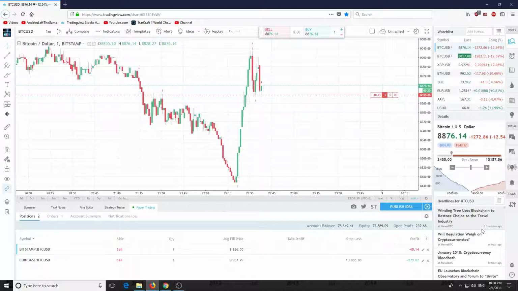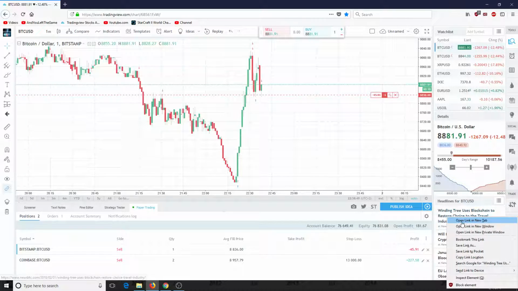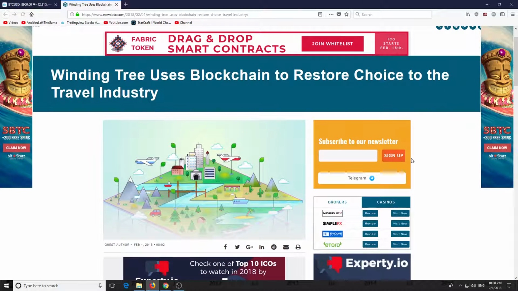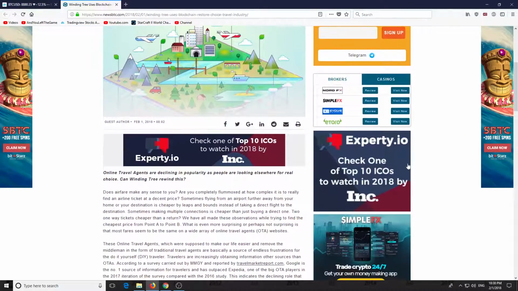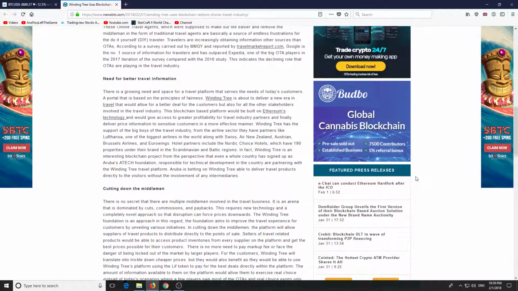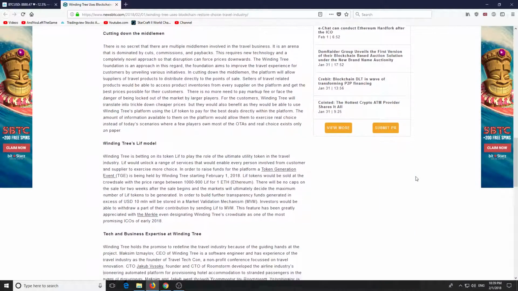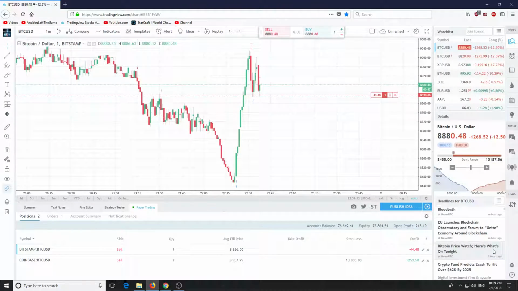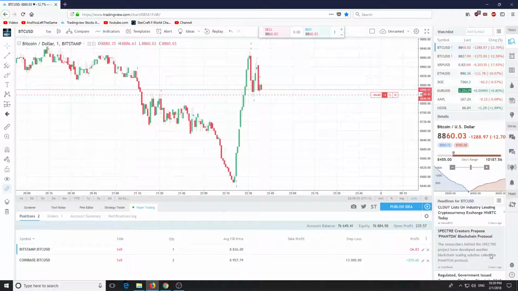It looks like I've got a new headline. Vending Tree uses blockchain to restore choice to the travel industry. Now that's interesting. Let's take a look how Bitcoin is being used or implemented in today's industries. So you can stop it and read it. Now let's go further south.